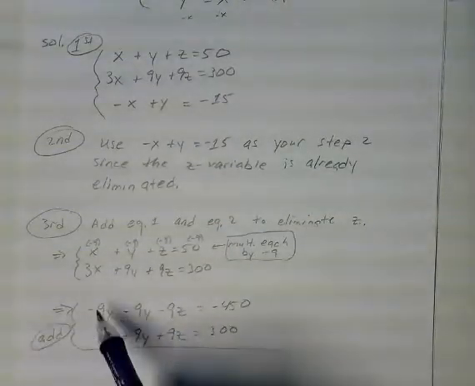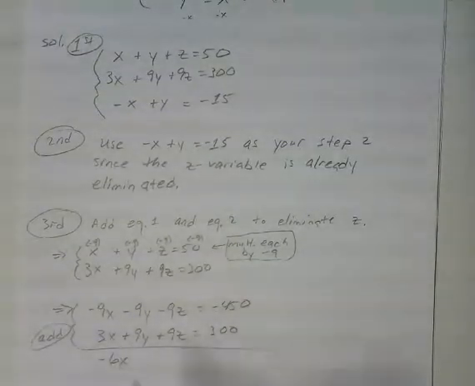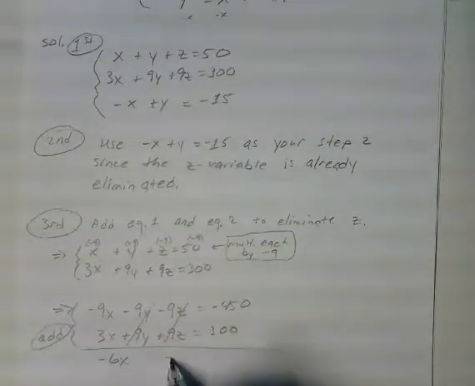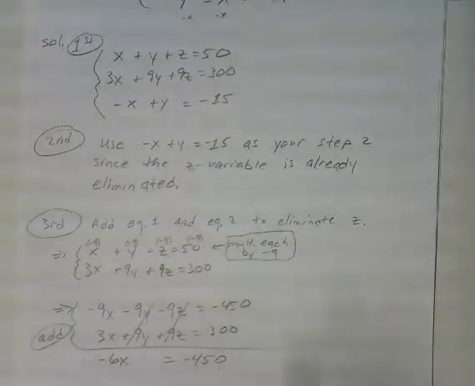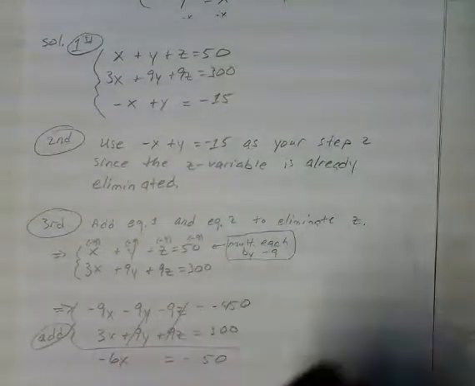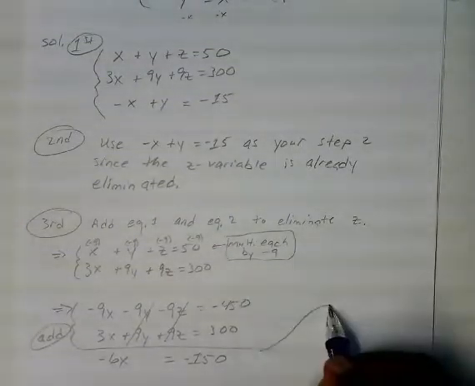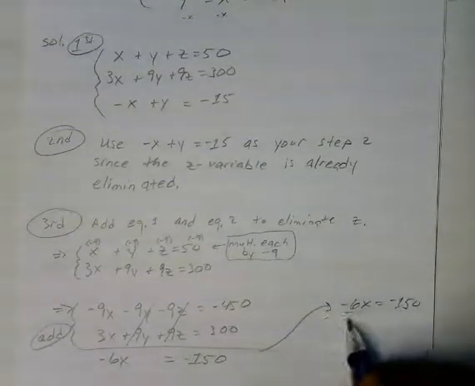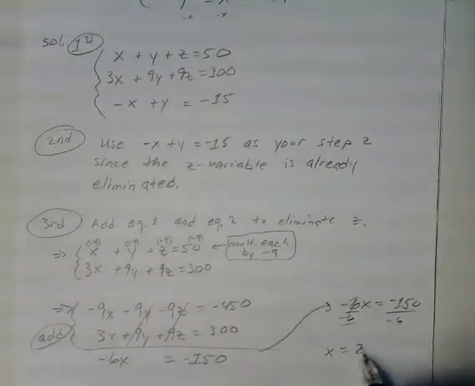Okay, so interesting thing about this one, you have -9 plus 3 is -6x. -9 plus 9, the y's cancel out. -9 plus 9, the z's cancel out. So -6x equals -450 plus 300 is, oh, not -450, -150, duh. Alright, so we have -150. So if we divide both of those by -6, so -6x equals -150, and divide both by -6, we have x equals 25.